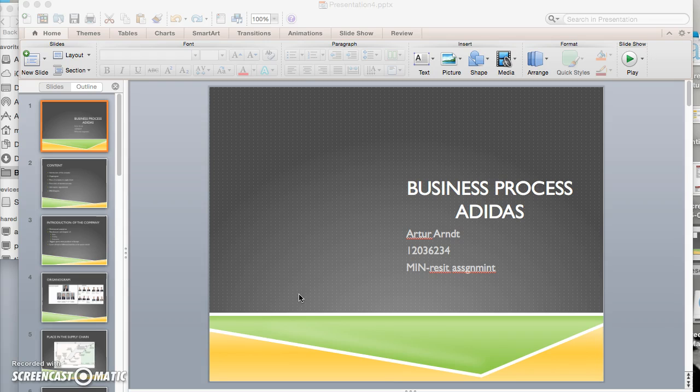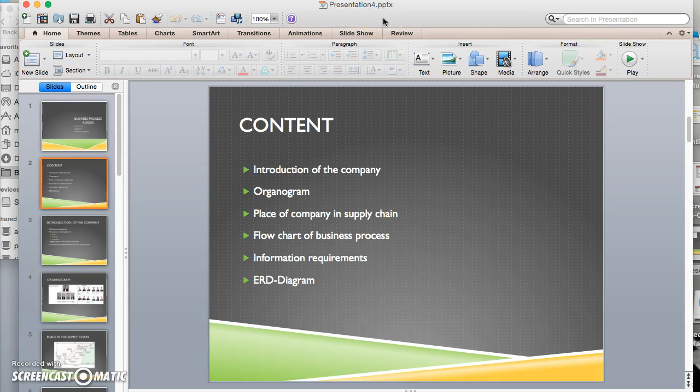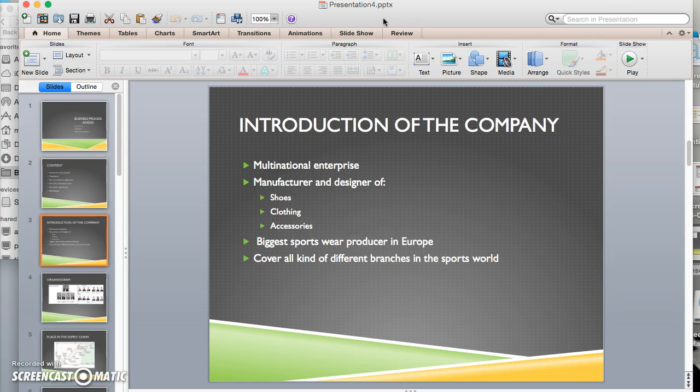I'll start off with the content: the introduction of the company, the organogram, the place of the company's supply chain, the flowchart of the business process, the information requirements, and the ERD diagram.